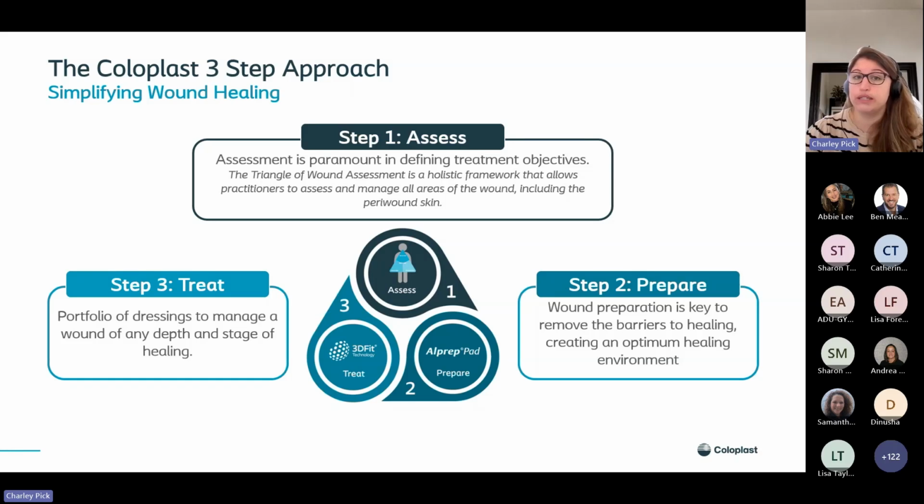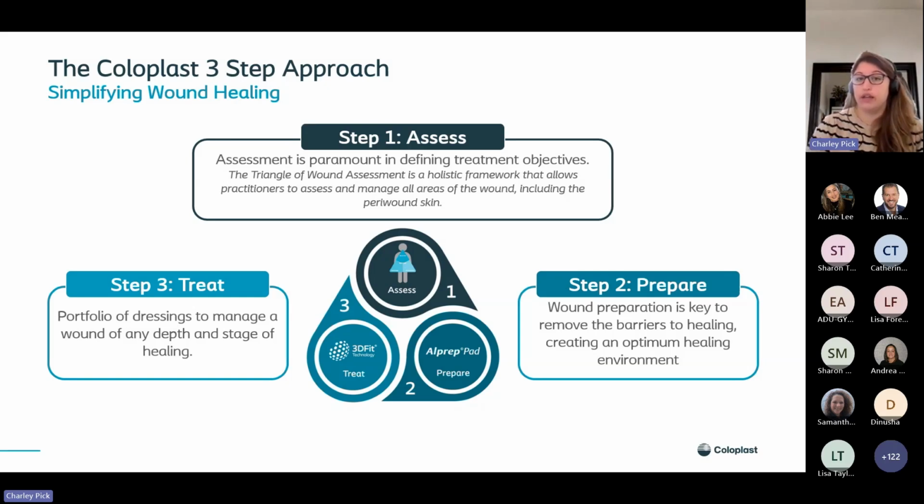So step 1 is your assessment. An assessment is paramount in defining those treatment objectives. So you have to do a full holistic assessment of your patient, a really robust assessment of your patient. Think about their comorbidities. What else is going on for that patient? What's their mobility like? Are they managing to eat and drink? Are they undernourished or are they overnourished? What services do they need to help them to live their day-to-day lives? And before you even look at the wound itself, you do that full holistic assessment of your patient.